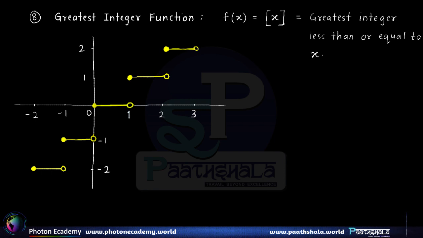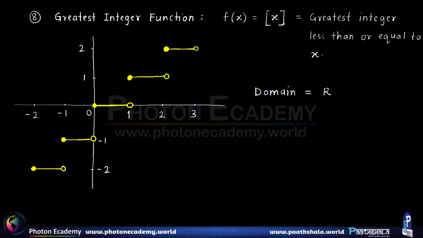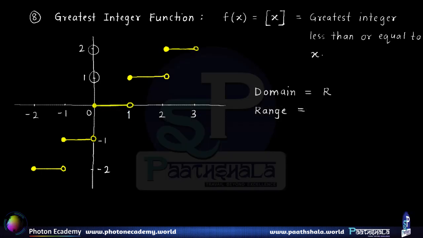Now let us see the domain and range of this function. Domain once again is the set of all real numbers, because every real number can be given as an input to this function. And if we consider the range, it's clear from the graph that on the y-axis we are going to have only integer numbers as the values of this particular function. So therefore the range is nothing but the set of all integers. That is the greatest integer function.